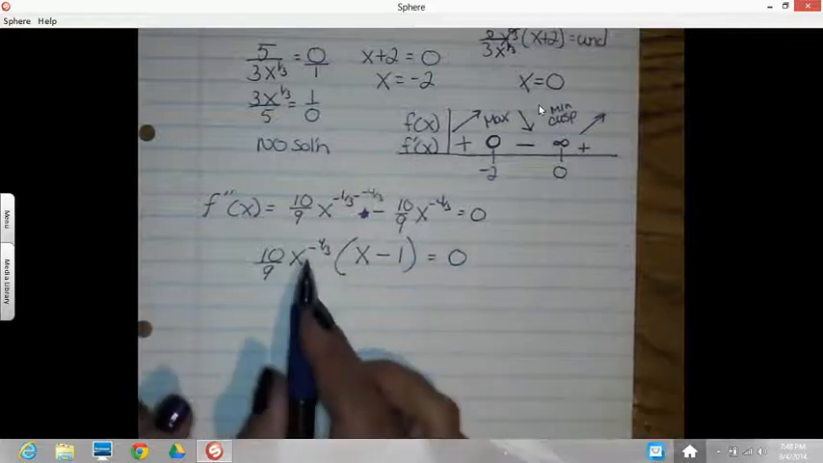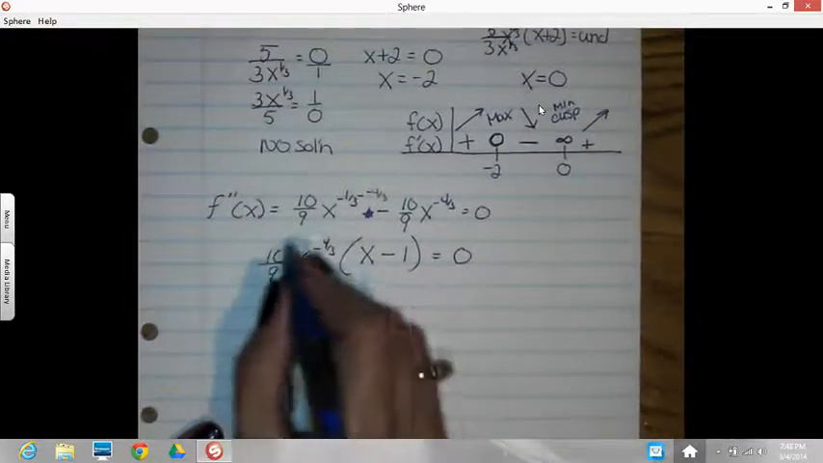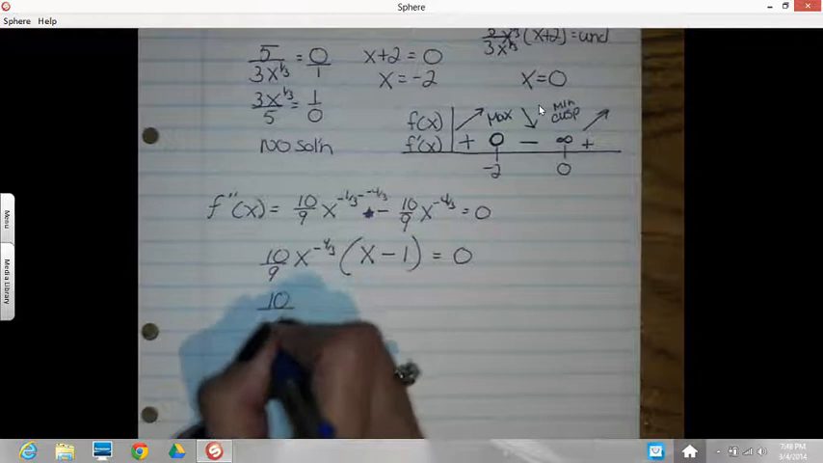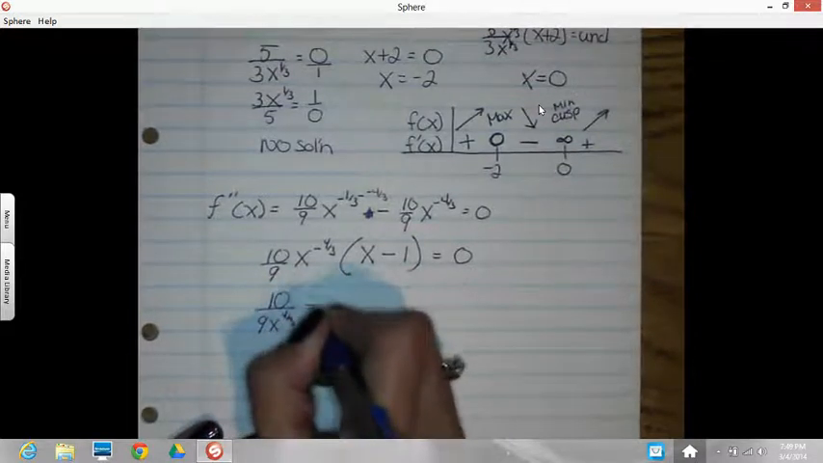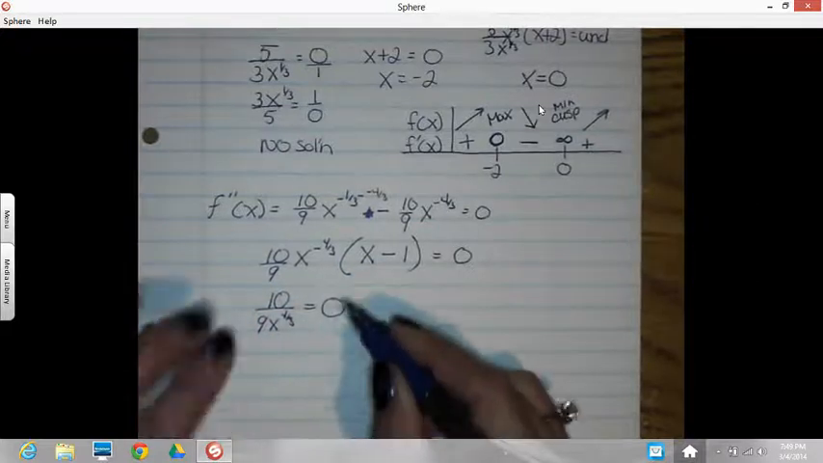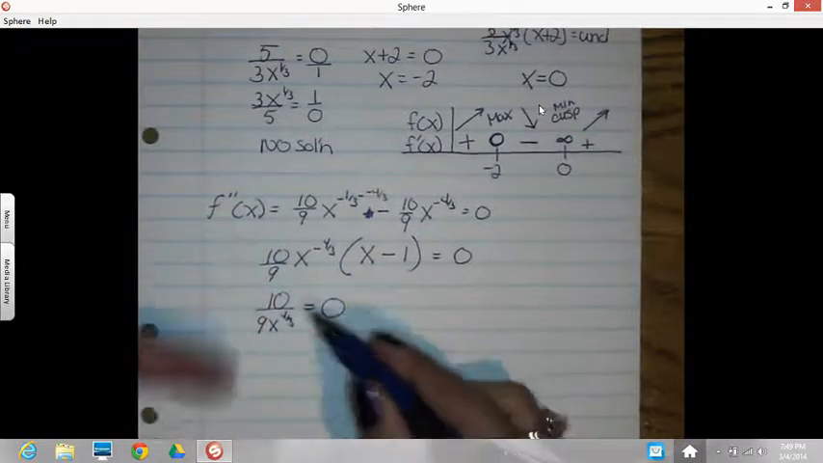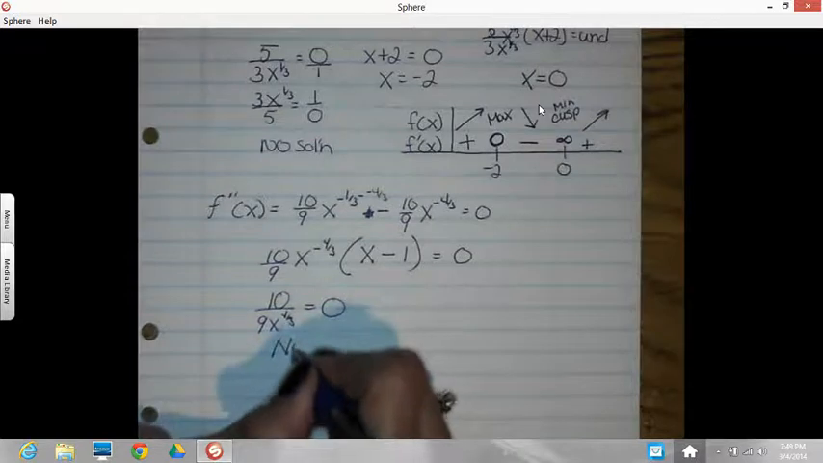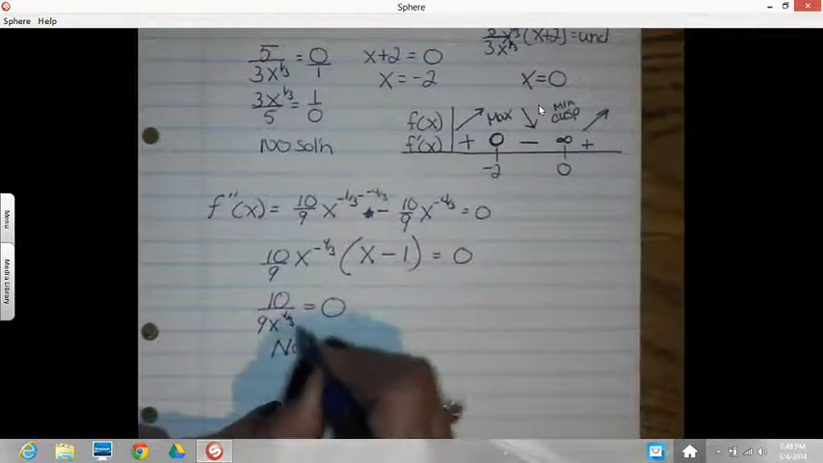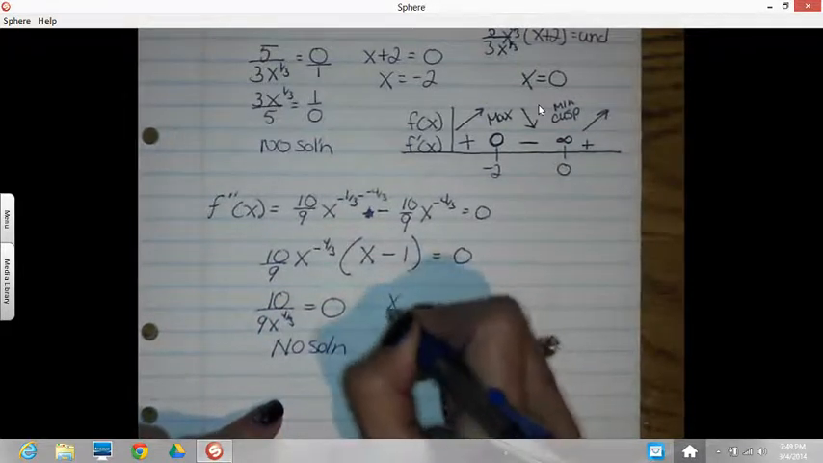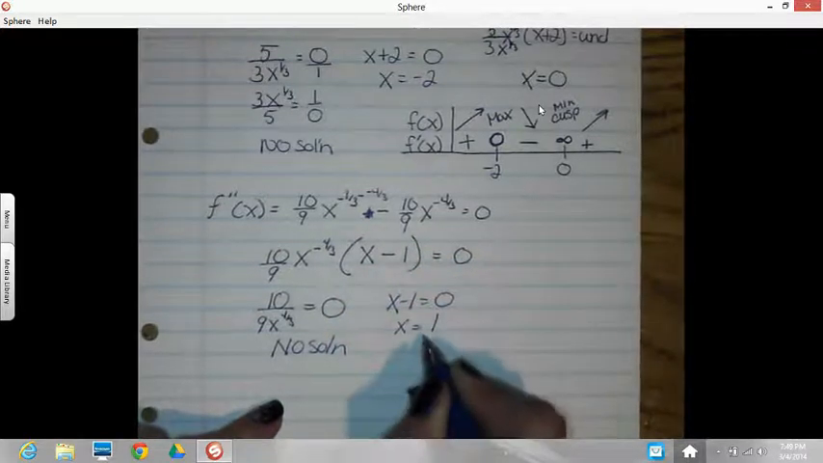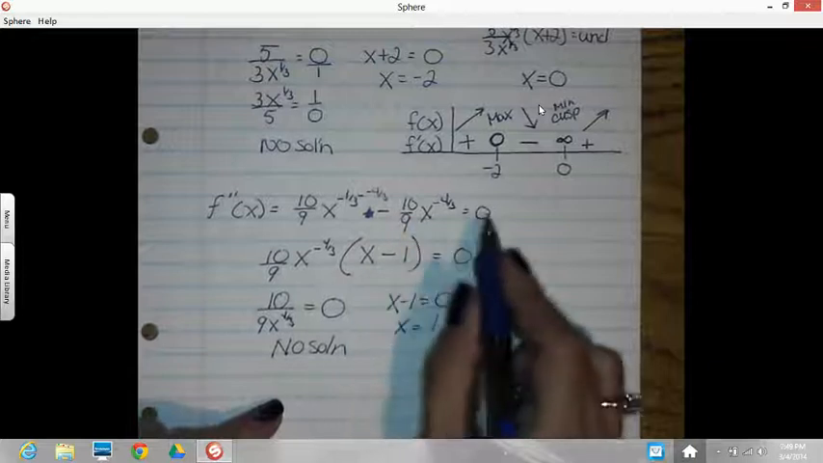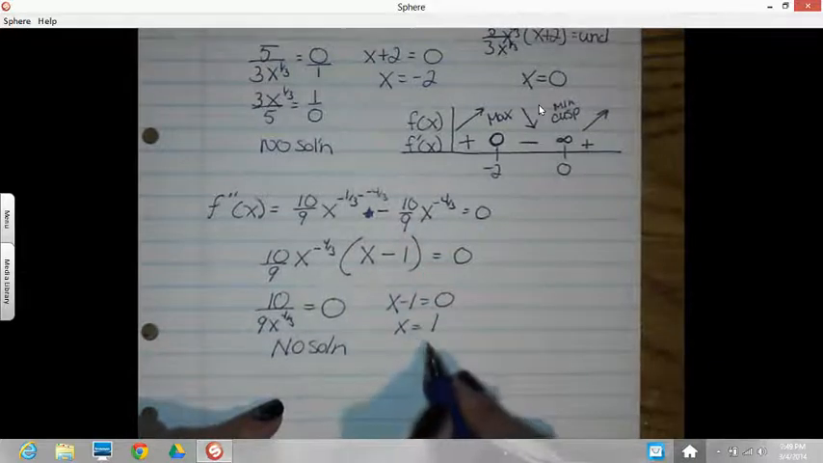Again, no negative exponents. So if I rewrite that, I've got 10 over 9x to the 4/3. I want to know when that equals 0, and I've already seen this twice now. I know there's no solution here. The only thing I can get is an undefined out of this. Here, x minus 1 equals 0. That happens when x equals 1. So I've got a critical point here. The derivative equals 0, so it's a max, a min, or horizontal plateau.